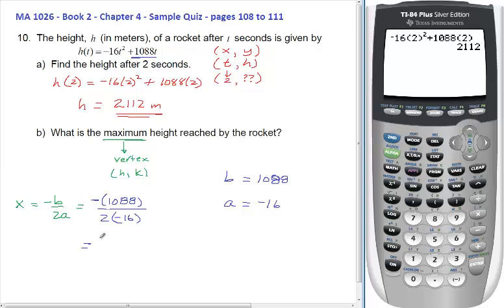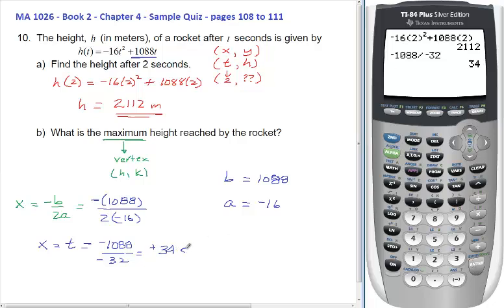When you're doing these word problems, this x value, which is actually time, is going to be a positive value. If you end up with a negative value here, you've done something incorrect. Check your signs. So this is -88 divided by -32. It's negative over negative, which I know is going to be positive. So -88 divided by -32. Enter. And I get 2.75 seconds.